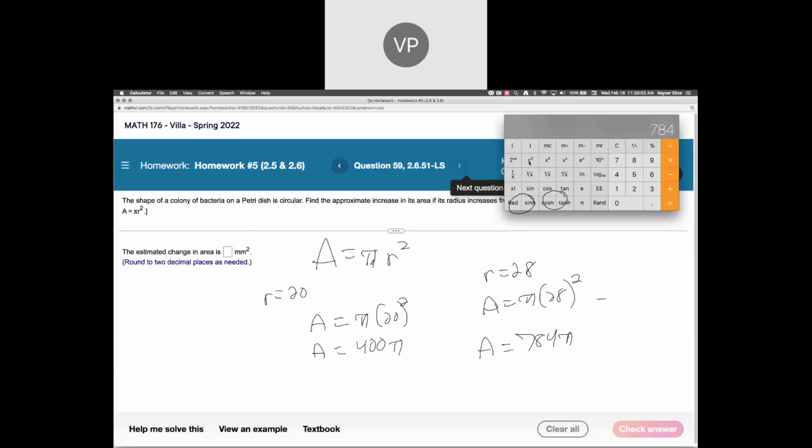So you all see here at least the actual change was 384 pi. That's the change, the increase. We subtract the two areas. We figured out the original area, we figured out the new area, we subtracted them, and we get 384 pi.